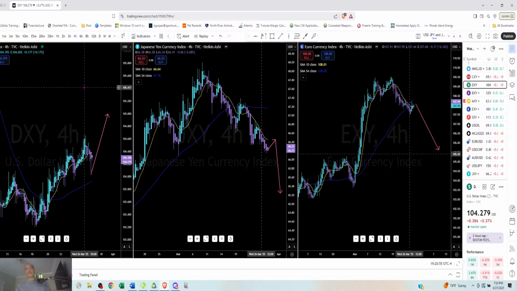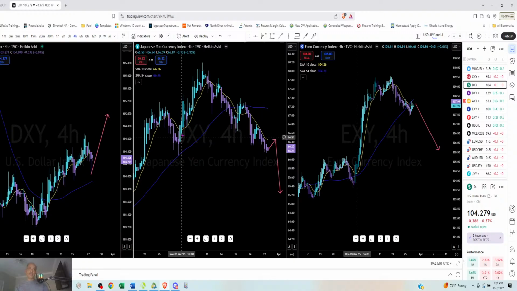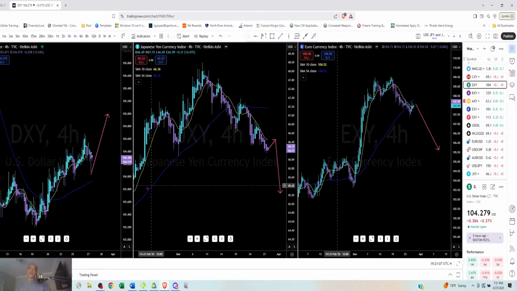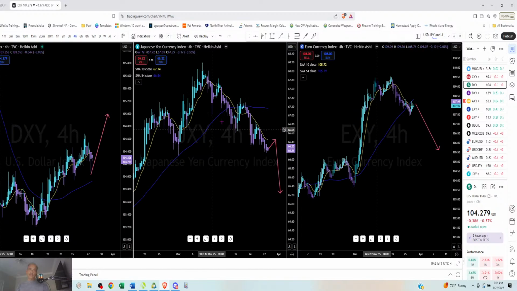Okay. The other two things I've put on the screen, which I already talked about: one is the 10-period simple moving average. That's this yellow line that you see here, the 10 SMA. And I also added a 54-period SMA just for the overall trend.